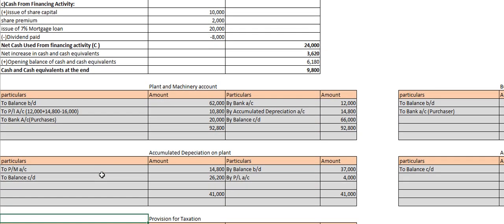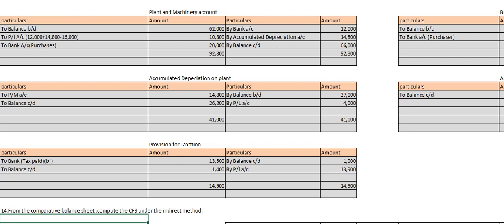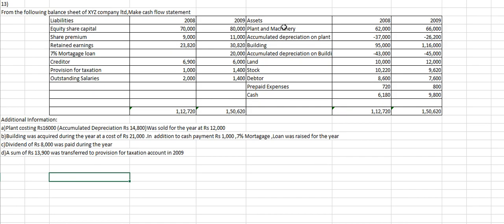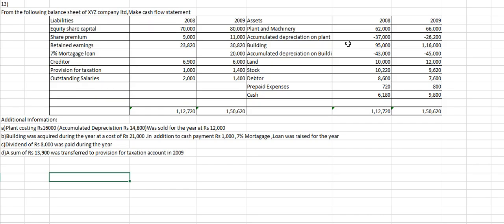So first is your plant and machinery account. Starting out with the ledger accounts, we are supposed to prepare the ledger accounts for our fixed assets, which is plant and machinery. Plant and machinery is an asset account, so you'll have a debit balance. The opening balance is 62,000 and the closing balance is 66,000. So to balance brought down 62, by balance carried down 66. If you see, there is an adjustment which tells plant costing rupees 16,000. Accumulated depreciation is how much? 14,800.